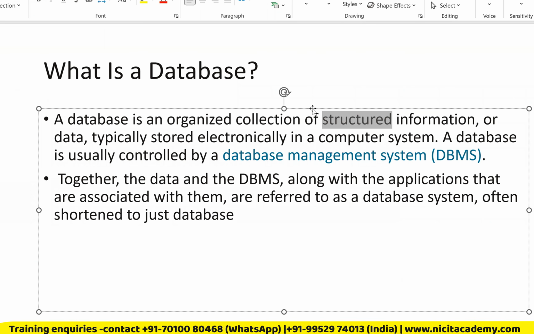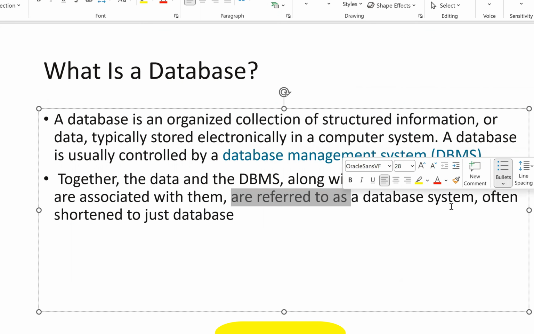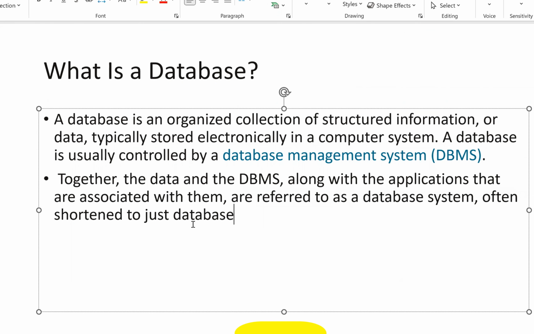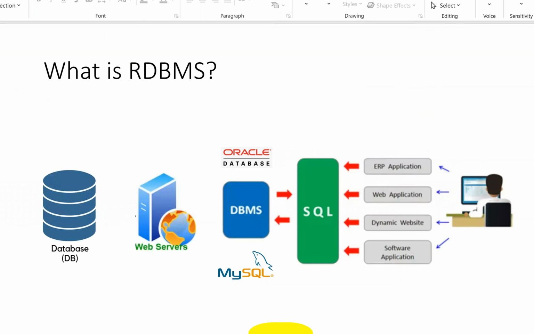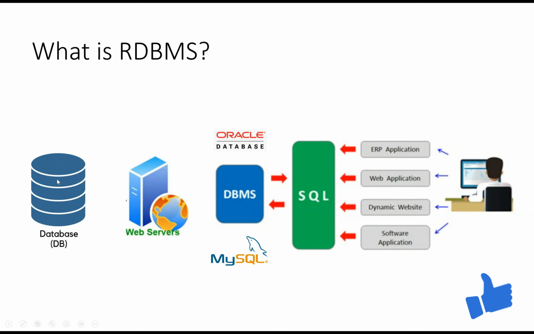If you see this, structured information or data is typically stored electronically in a computer system. A database is usually controlled by a DBMS. A DBMS is an application associated with them, and together they are referred to as a database system. If you look at this picture, you can understand what a DBMS is. The database is used to store all our different objects.